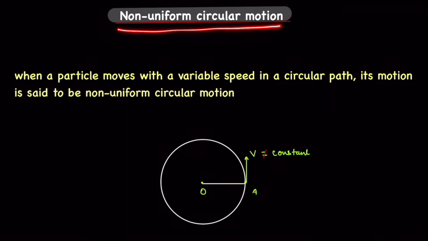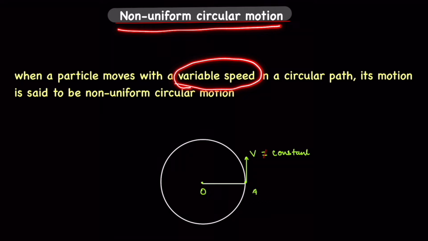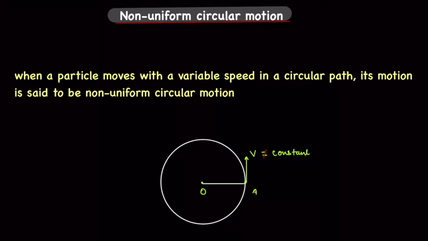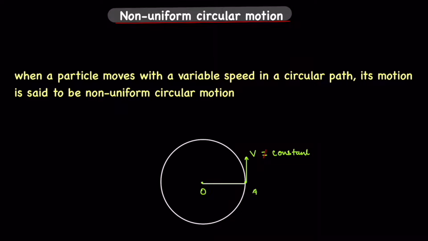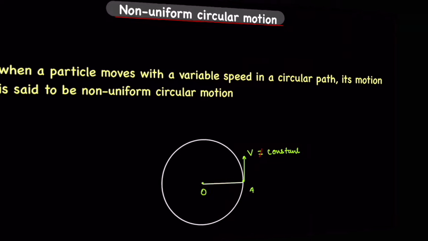Non-uniform circular motion means variable speed, when the speed is not the same. But in uniform circular motion, speed was constant. So definitely here speed is also changing. Velocity will definitely change and acceleration is formed. So both uniform circular motion and non-uniform circular motion are examples of accelerated motion.